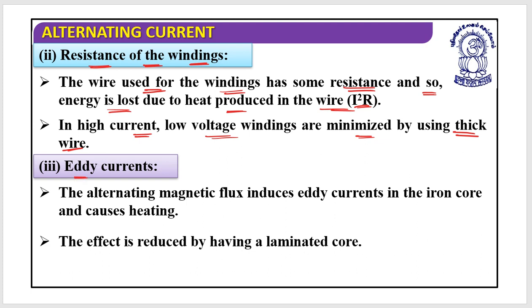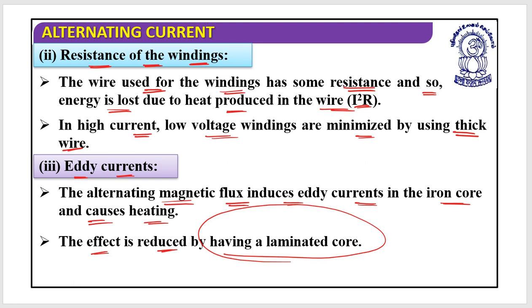The third loss is regarding the eddy current losses. Alternating magnetic flux induces eddy currents in the iron core, and it will cause a heating effect. This effect is reduced by laminated cores. Is it clear? Is it correct?